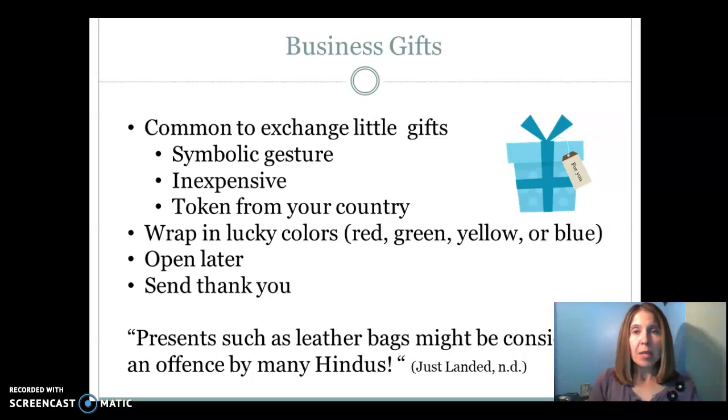Keep in mind your gifts when giving them to Indian people, of their culture and their religion, such as presenting a leather bag made out of cow's hide would not be appropriate since they think the cow is a sacred animal there.